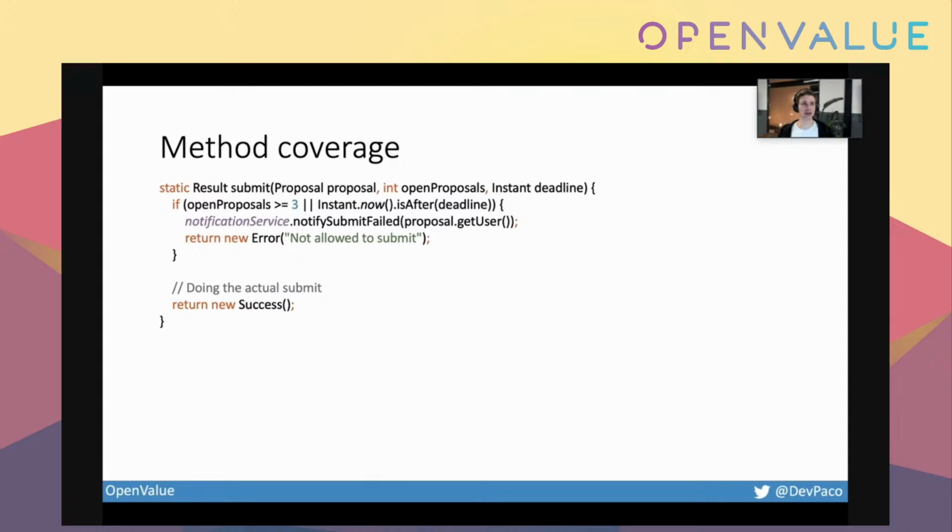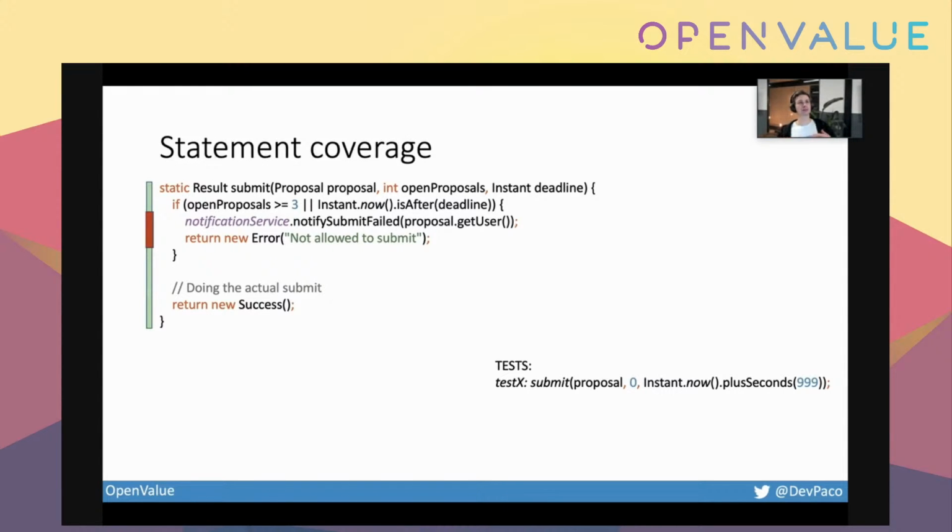Now, if we're going to start with the most simple coverage metric, that would be method coverage. And if we want to get 100% method coverage, all we have to do is write one test. The test here calls submit with a random proposal. There are no open proposals, so that's good. And the deadline is somewhere in the future. So that sounds good. We now have 100% method coverage.